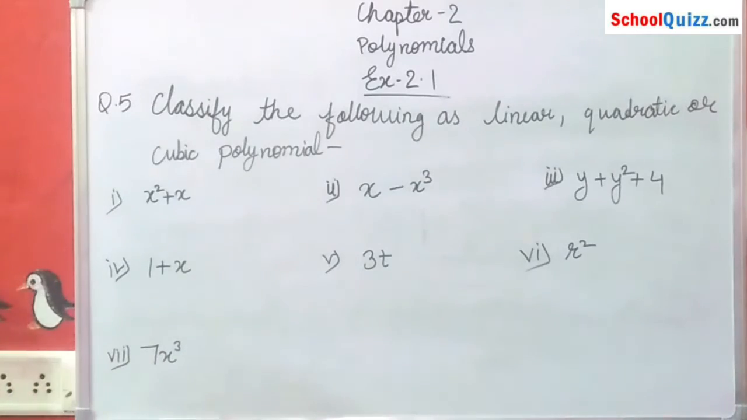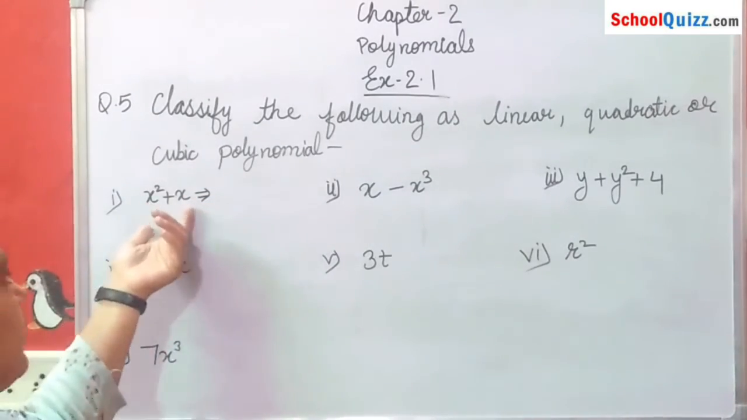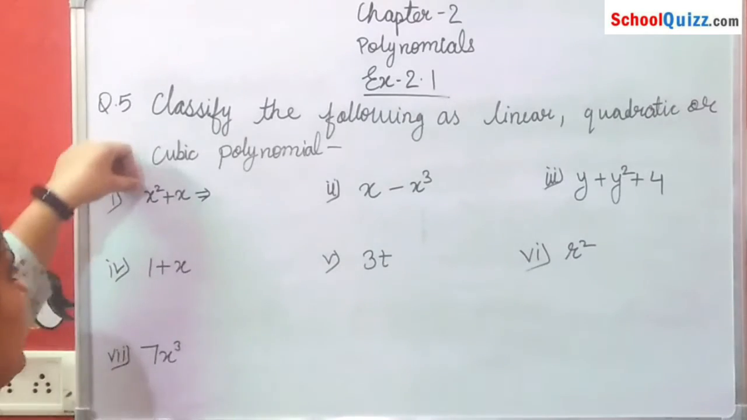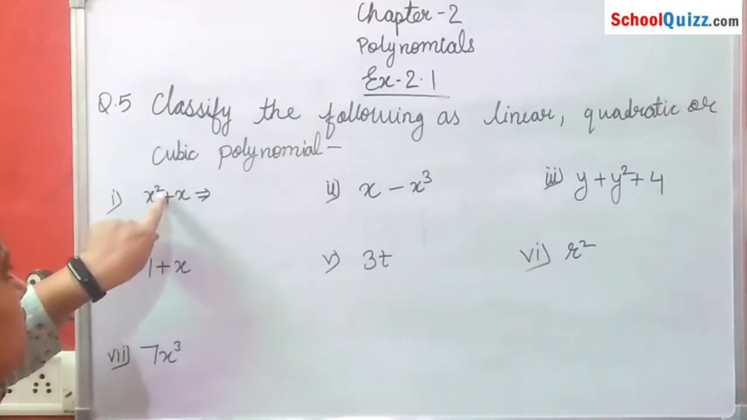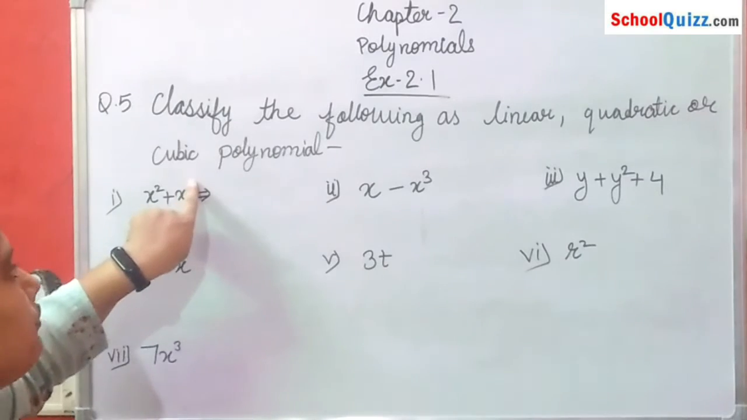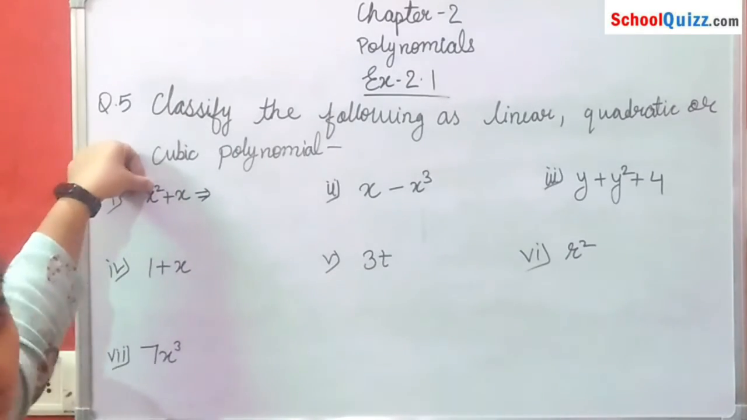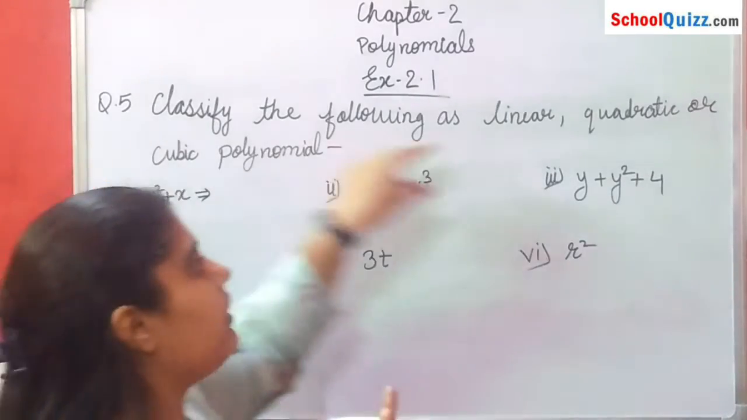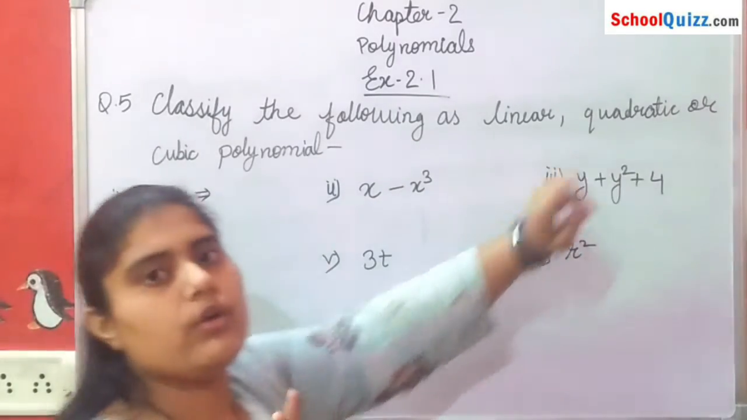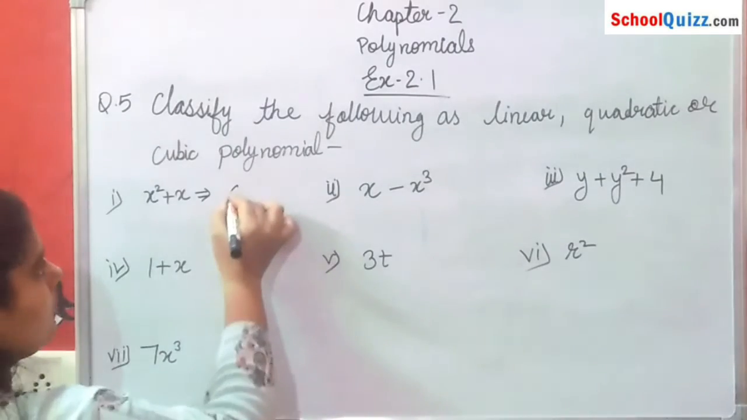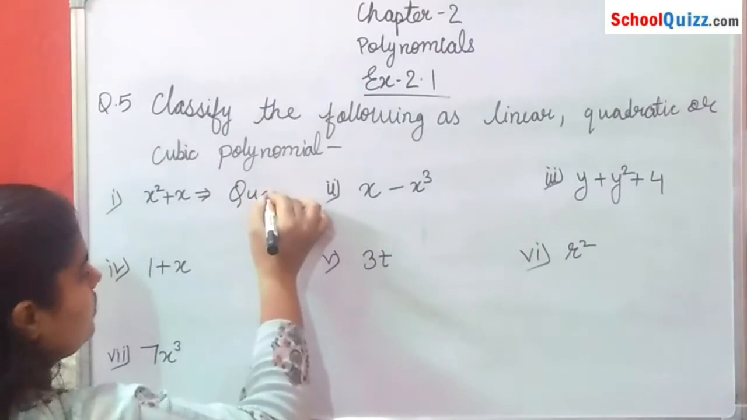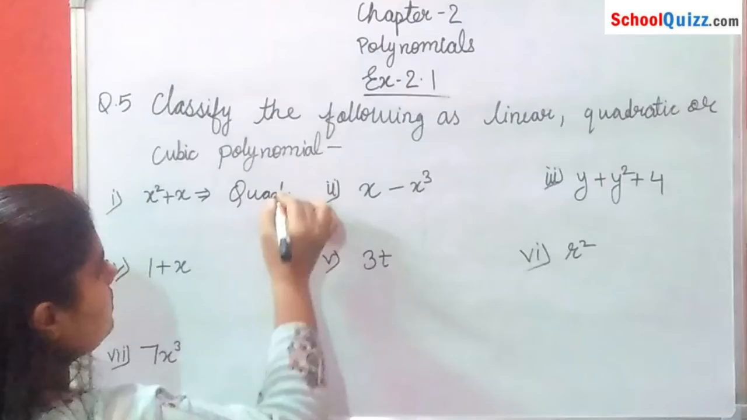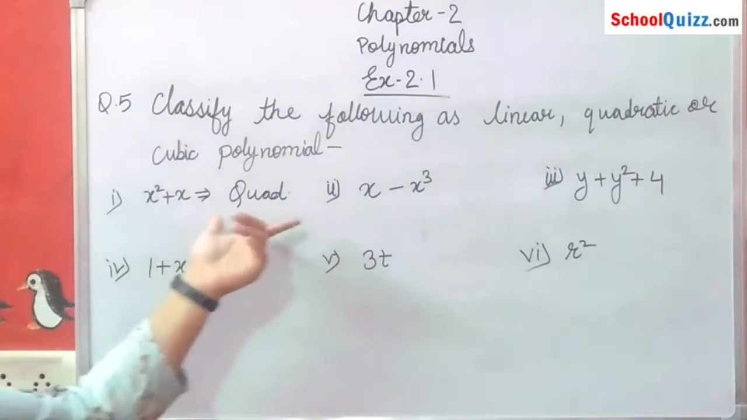So now seeing the questions. In the first question, the variables are x only, and the first x has the power 2 and the second x has power 1. So the highest power is 2. Means what degree do we have? 2. Which polynomial has degree 2? Quadratic polynomial. So I'm just writing it in short form. This will be a quadratic polynomial.